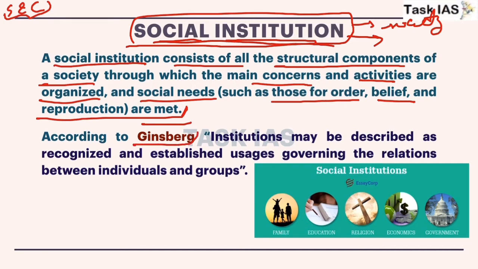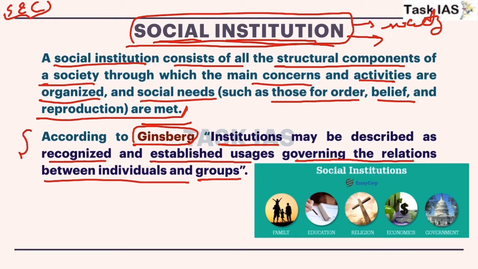According to Ginsberg, institutions may be described as recognized and established usages governing the relation between individuals and groups. That means it is a set of norms or principles which guides the behavior of different individuals or groups in that society. Now there are different social institutions, and some of them are family, education, that is schools or colleges, and religion, in which temples, mosques or churches. In economics there are different institutions like agriculture or any company. Similarly, government is again a social institution.